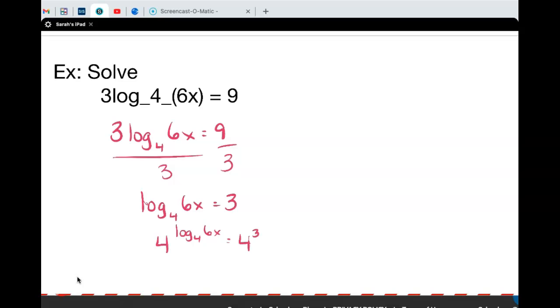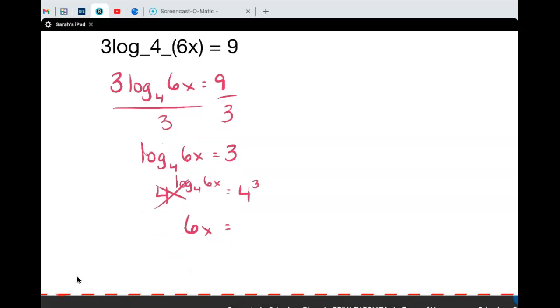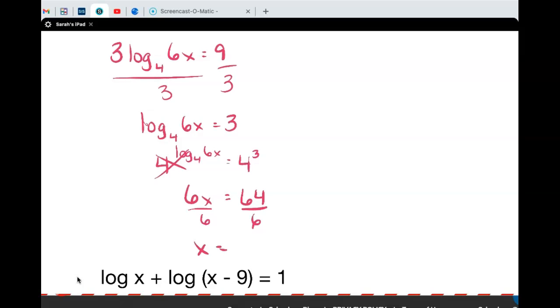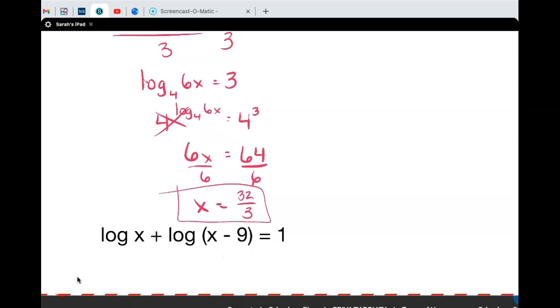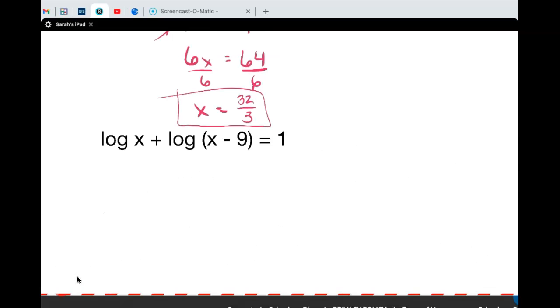To the left side, we're just left with 6x, because log base 4 and 4 cancel. The right side, I have to figure out what is 4 to the 3rd power. 64. And then solving for x, divide by 6. So that would simplify. Well, it's just fraction 32 thirds. It just said solve, so I don't know. I'd rather have a fraction if you could give me a fraction. Okay.